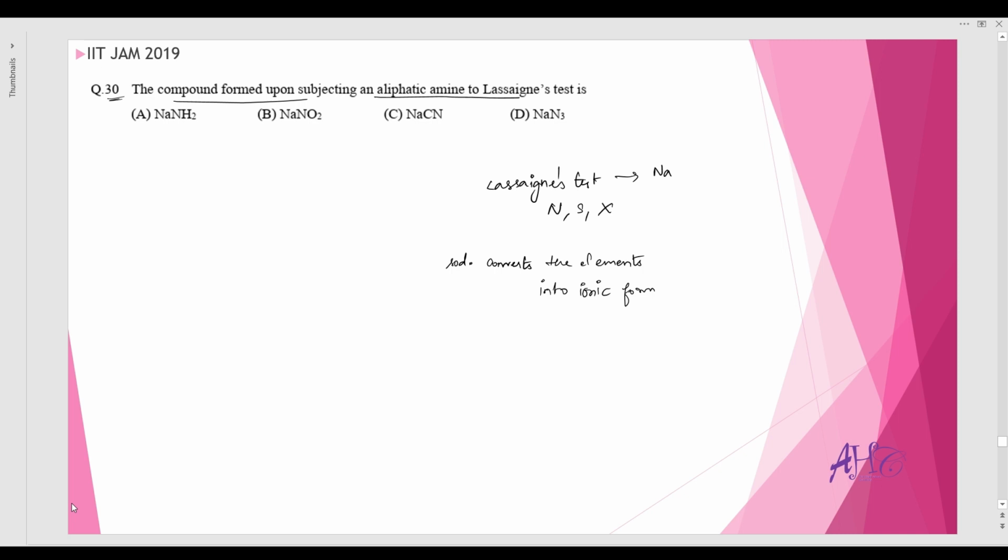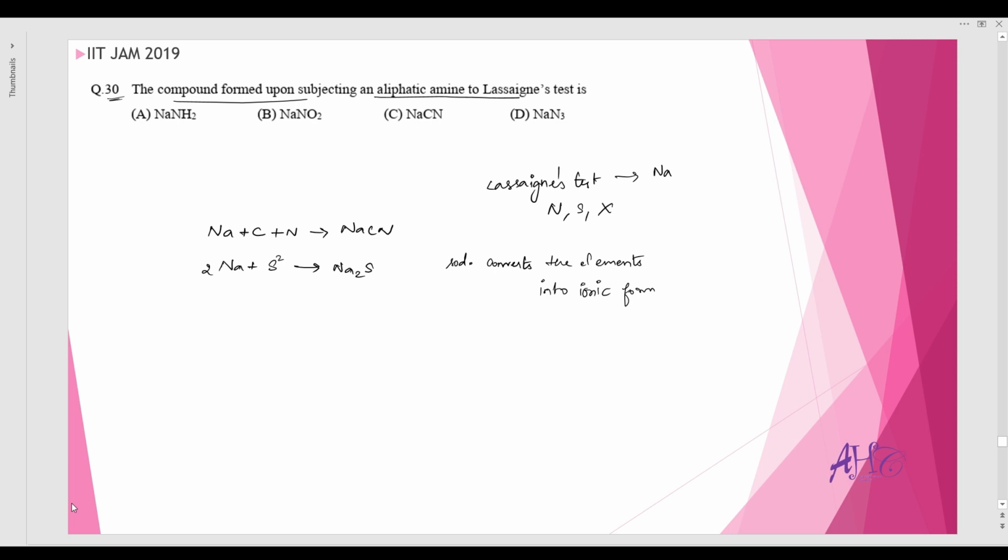Okay. So now first, in case of your aliphatic amine, what is possible? You have your sodium, and there will be carbon, and there is going to be nitrogen. So literally this is going to form your sodium cyanide. Okay. Likewise, if you treat with sodium plus sulfur, this is going to form Na2S, sulfide.